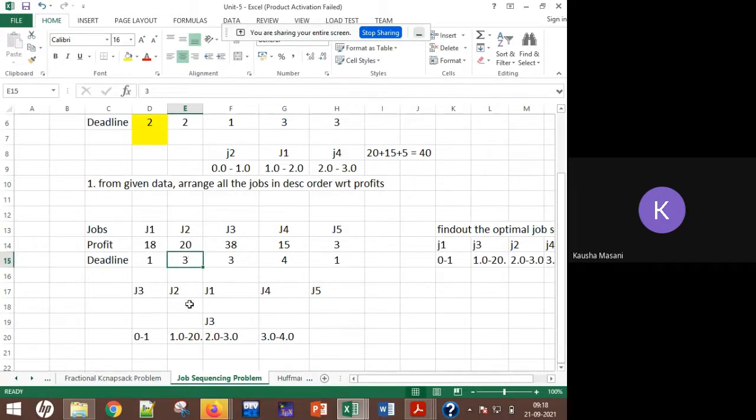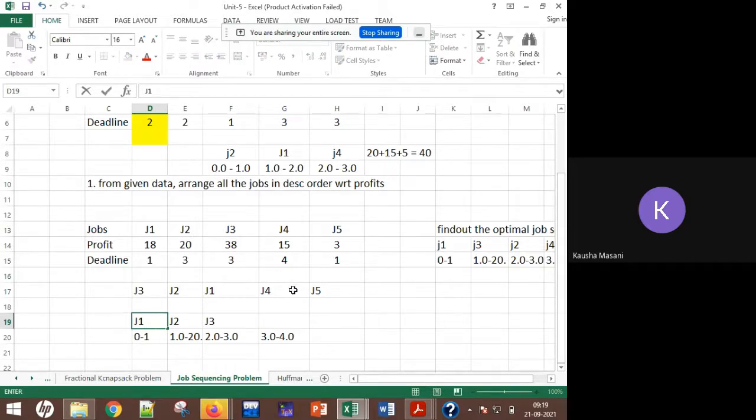Fine. So I can keep it between 0 to 1 or 1 to 2 because 2 to 3 is already taken. Okay. So again, let's say I'm placing it here, between 1 to 2. Now next is J1. J1 is 1 unit of time only. That means it has to be on the first one only, 0 to 1. So J1 is here.